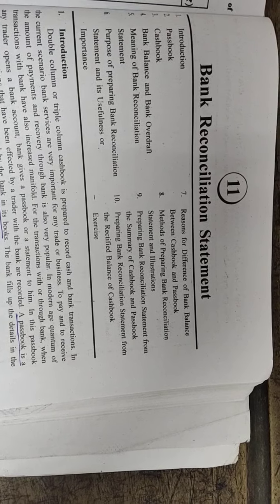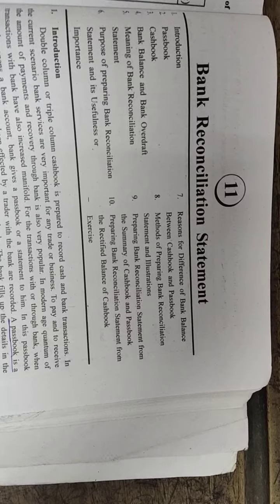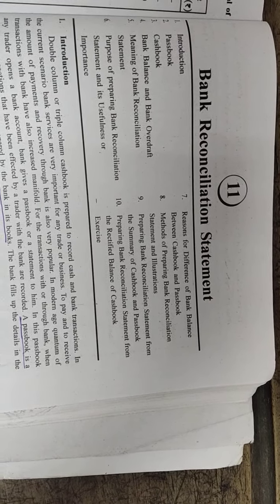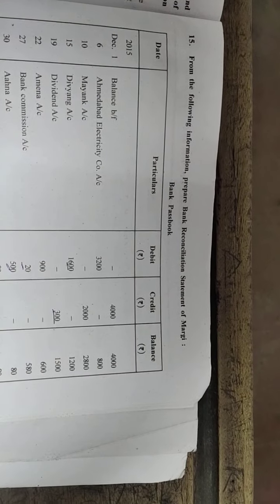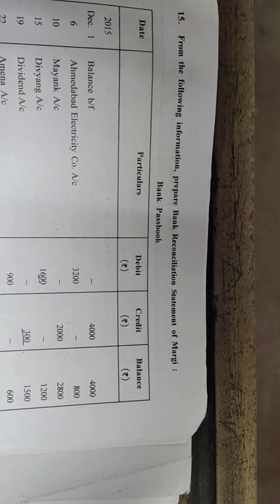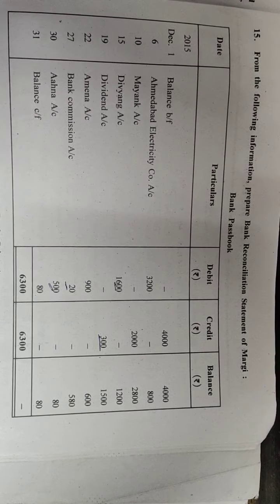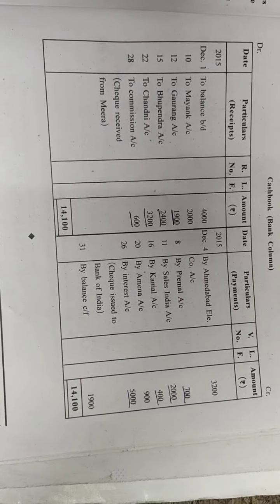Good morning, friends. In this lecture, we are going to solve sum number 15 of bank reconciliation statement, which is given on page number 297. From the following information, prepare bank reconciliation statement of Margi. The information given to us is an abstract of passbook as well as cash book.